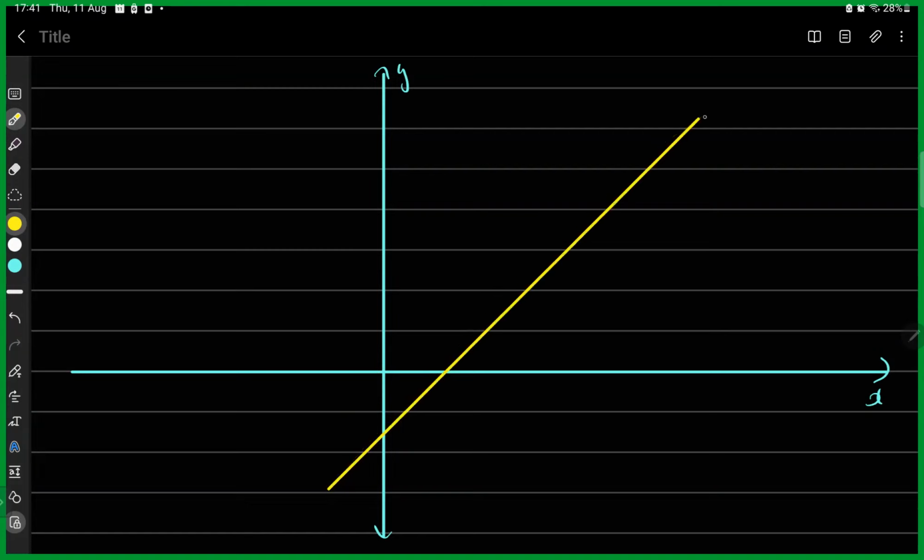Y-axis. This is my x-axis and this is my y-axis, and I have a line that is something of this type. The 2 points are 0 and -5, and then this point right here is 2 and 2, and the shaded part is basically this part.